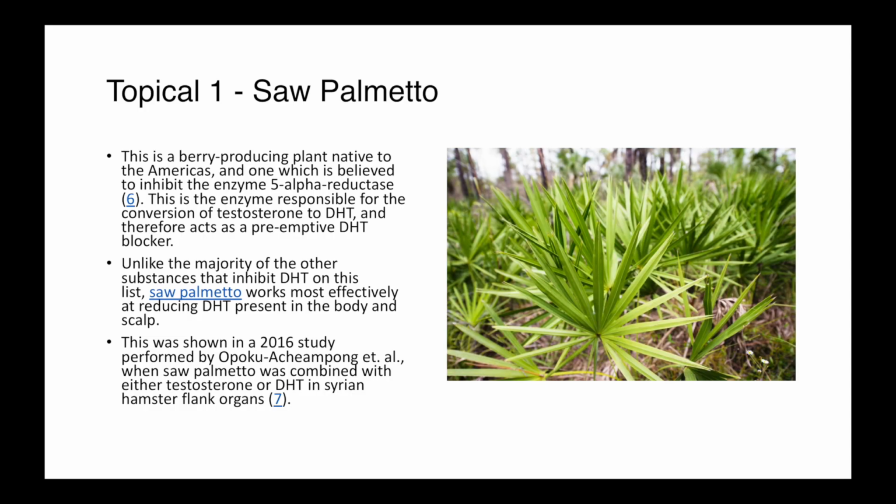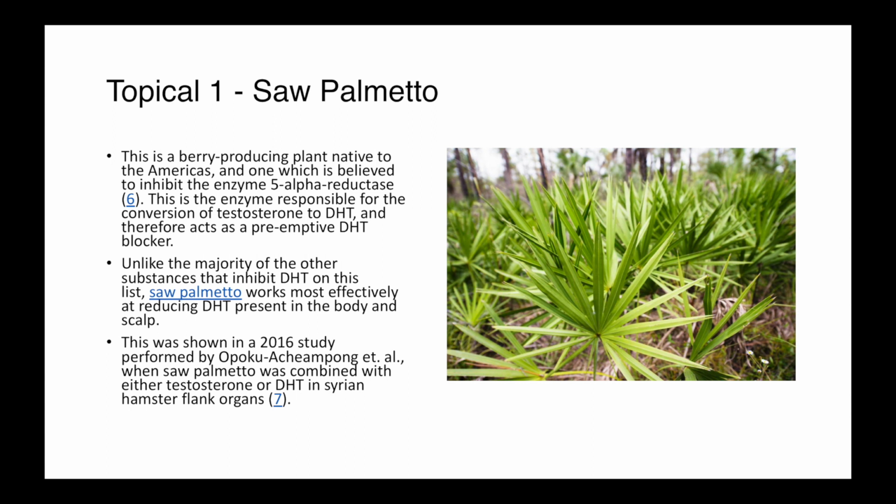So the first topical solution is a plant known as saw palmetto. It's a berry producing plant native to the Americas, and one which is believed to inhibit the enzyme 5-alpha reductase. This is the enzyme that's responsible for the conversion of testosterone to dihydrotestosterone, as we've just found out, and therefore it will block the preemptive DHT. So unlike the majority of the other substances that inhibit DHT on this list, saw palmetto works most effectively at reducing DHT that is already present in the body and the scalp.